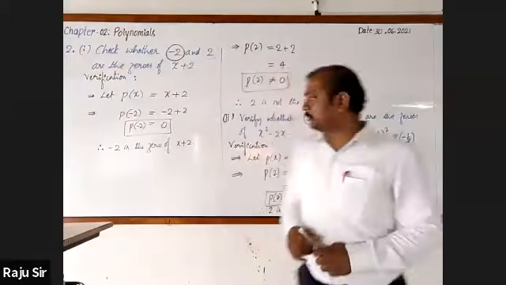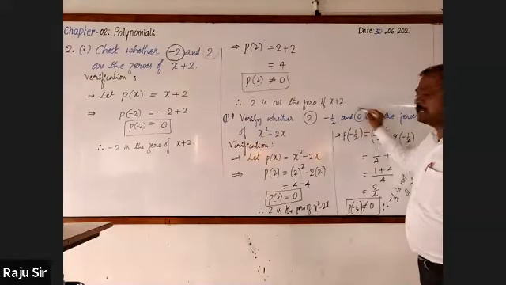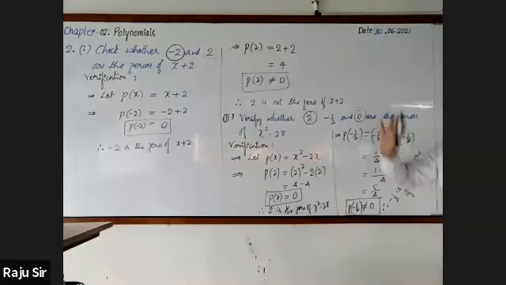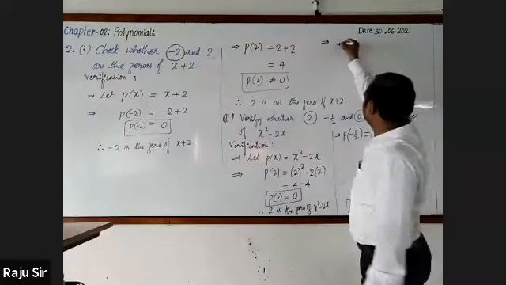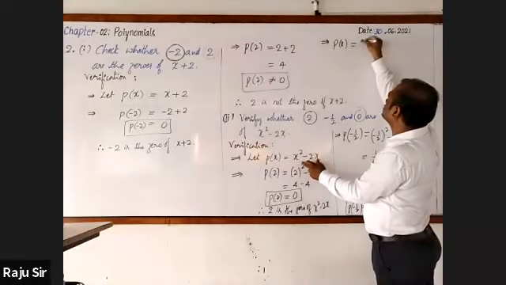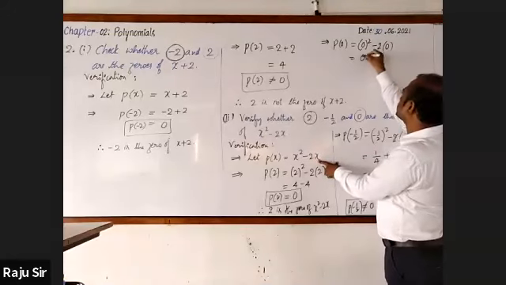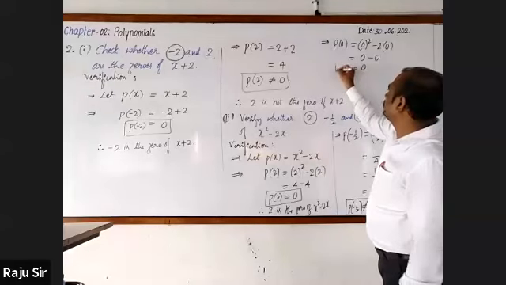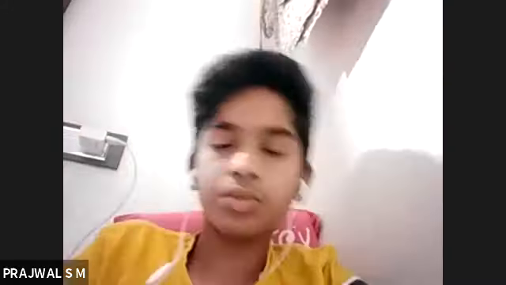Next, we have one more number. That number is 0. Let us check whether 0 is the zero of this polynomial. P of 0 is equal to x square minus 2x, that is 0 whole square minus 2 into 0. 0 whole square is 0, 2 zeros are 0. 0 minus 0 is 0. So P of 0 is 0.